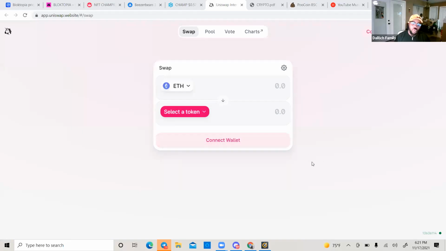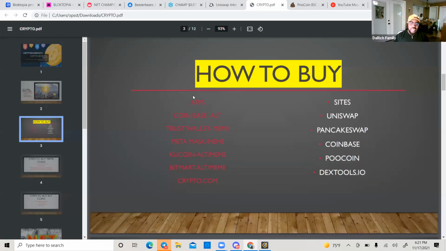Okay, so right now what I'm going to do is go over exactly how to use Uniswap, which is an interface where you can buy and sell different cryptocurrencies, which are meme tokens right now. Here you can see we have a list of different places where you can buy them. I'm going to go over Uniswap first, on how you can connect your actual wallet to it and be able to swap out the tokens.